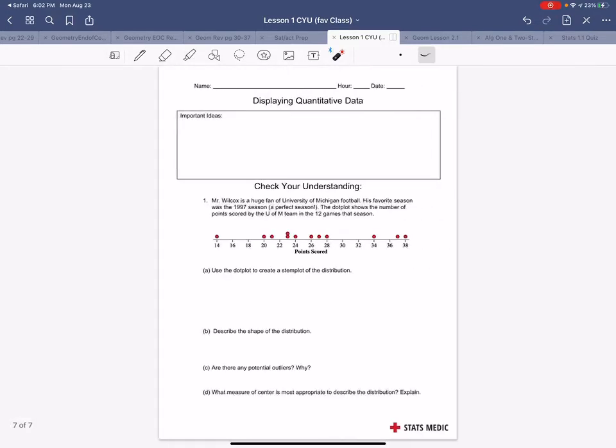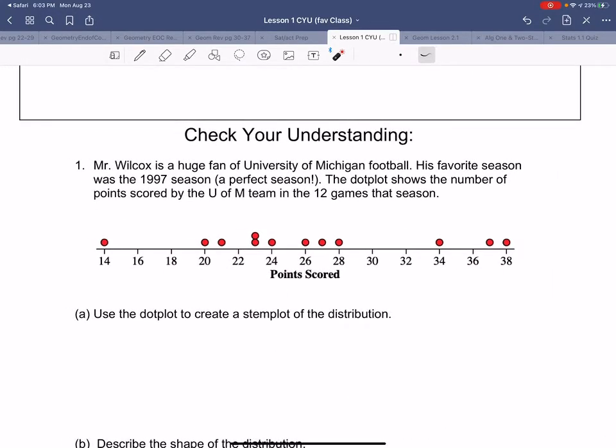Okay, so now with kind of summarizing what we've done here, let's check our understanding, right? It says, Mr. Wilcox is a huge fan of the University of Michigan football. His favorite season was 1997, a perfect season, meaning they didn't lose any games. The dot plot shows the number of points scored in the 12 games. So that tells me there are 12 dots. And this is a dot plot, right? Now it says use the dot plot to create a stem plot.